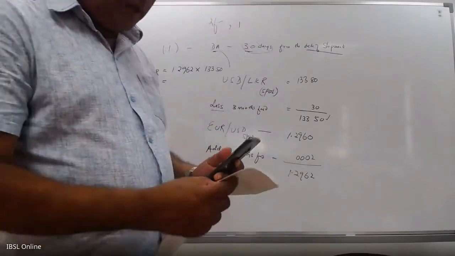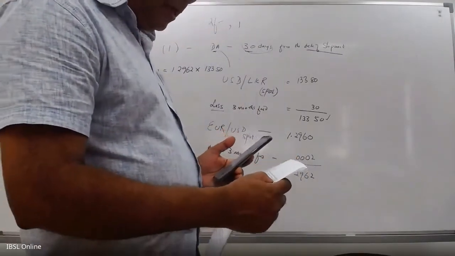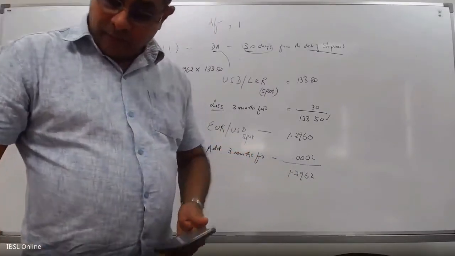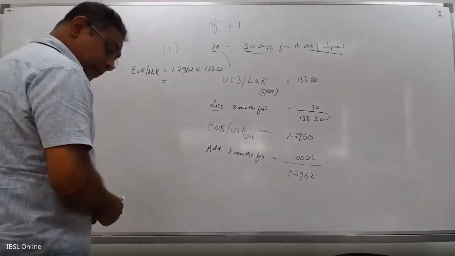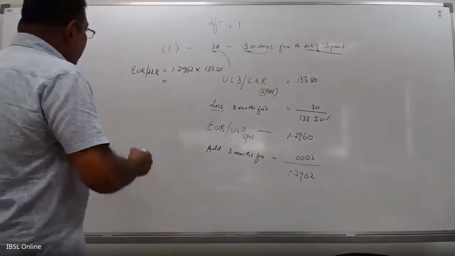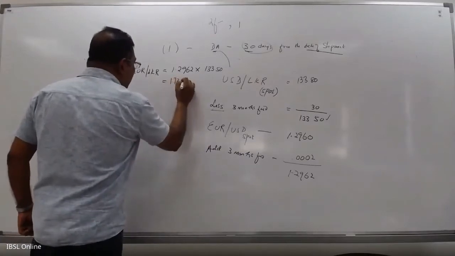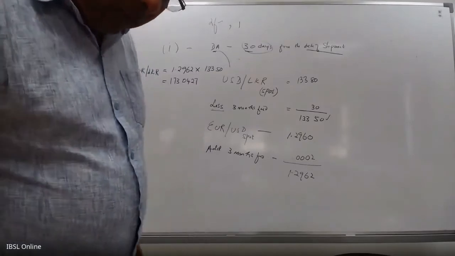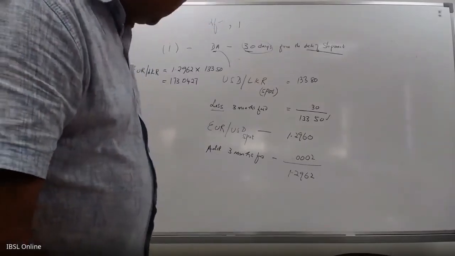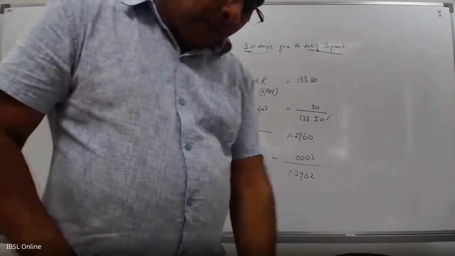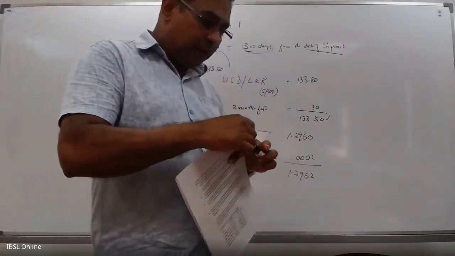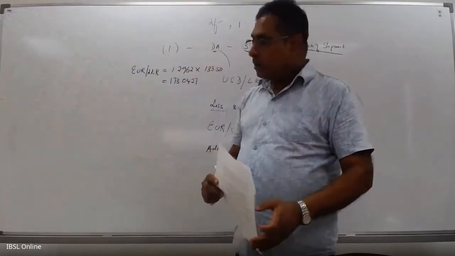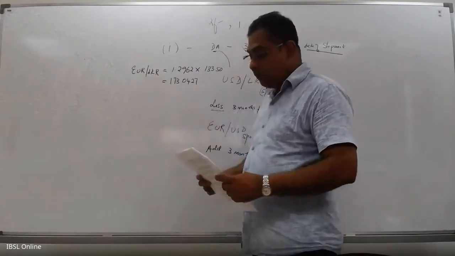173.0427 I am getting. Right, that is the answer I have given. Also in the question, that's the answer, right? So that's all I did. 173.0427 is the answer. The question doesn't ask how much money our export customer will receive. They are asking just the exchange rate. So give the answer.